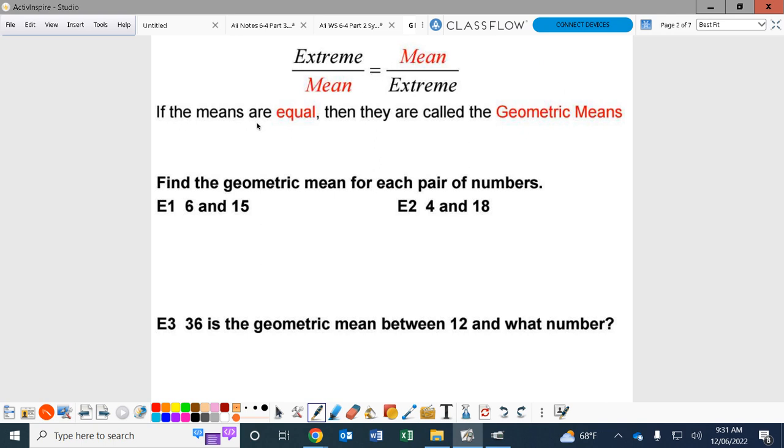If the means are equal, guys, these two spots, if the second and third spot are equal, then it's called a geometric mean. This only happens in specific situations.